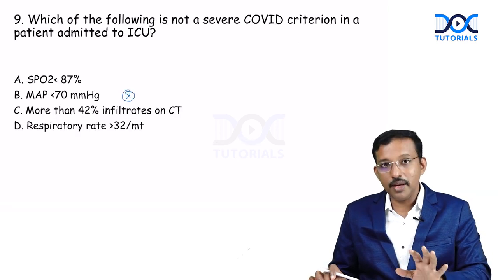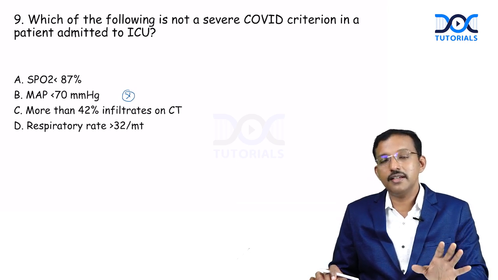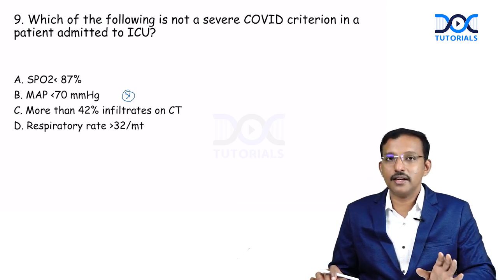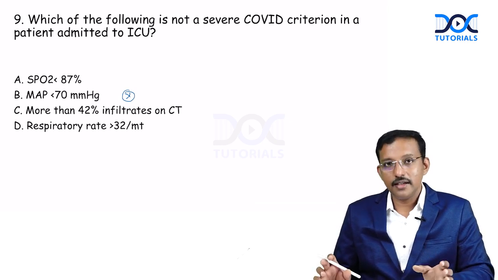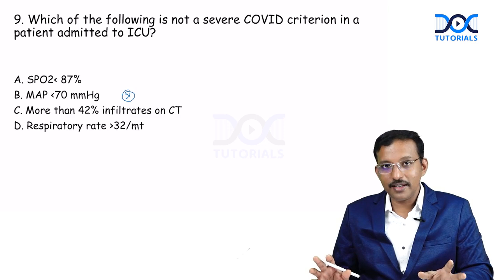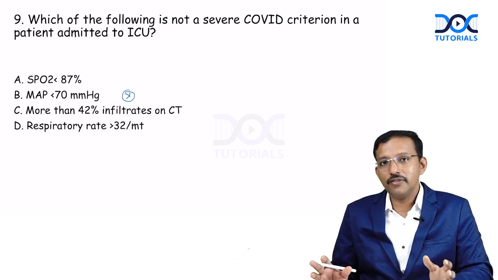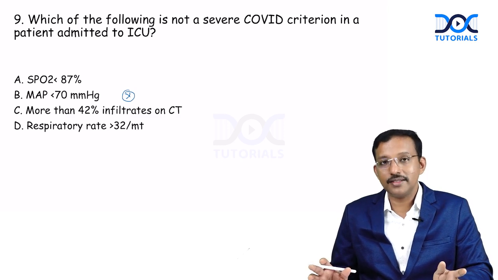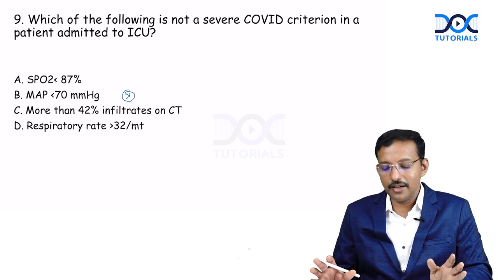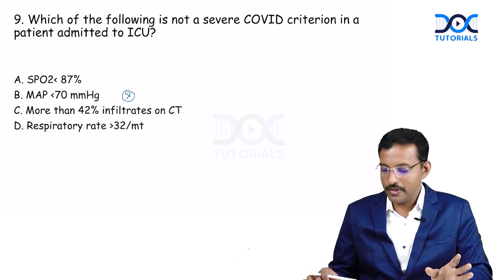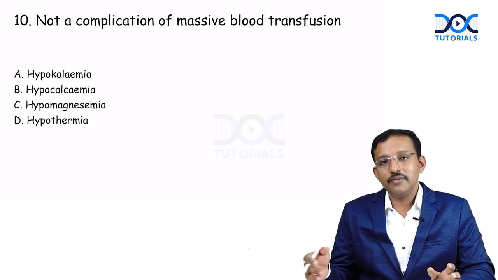Among these, since it has only one option, MAP of 70 is not to be included in the classification of COVID criteria. About the infiltrate concentration, I know you will be looking at it, but we don't know whether this has been exactly recollected, even if this is about CT, not about X-ray. So if it is a single option, I would definitely rule out MAP as the option for this question.